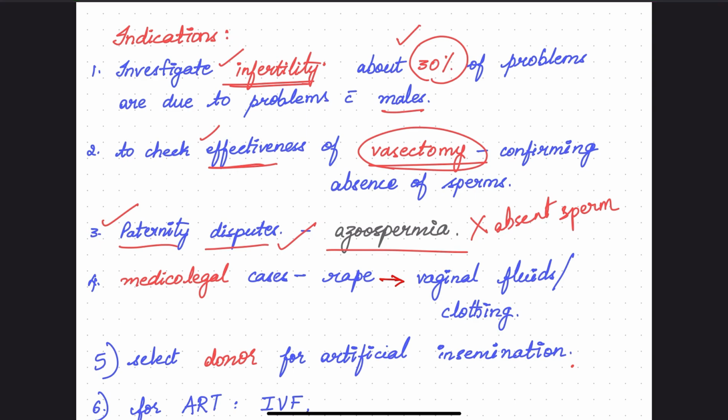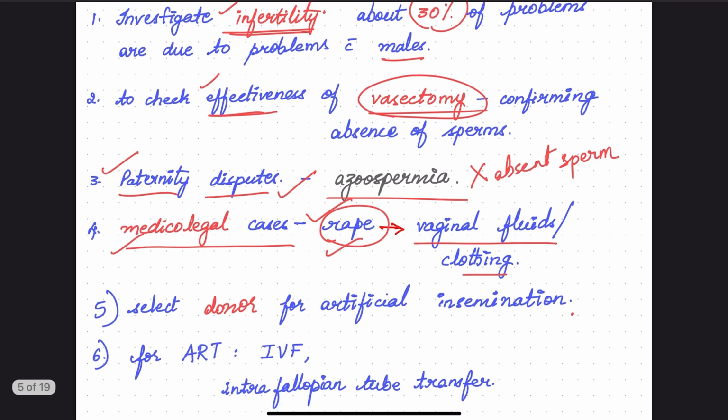And also in medico-legal cases, for example, where there is an alleged FIR of rape or sexual assault. You collect samples from the female victim, such as vaginal fluid or clothing, and they are examined for the presence of semen. If semen is proven to be present, then the rape is proven. In medico-legal cases, you perform semen analysis.